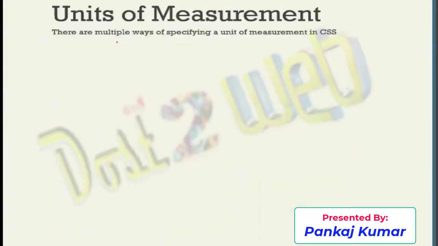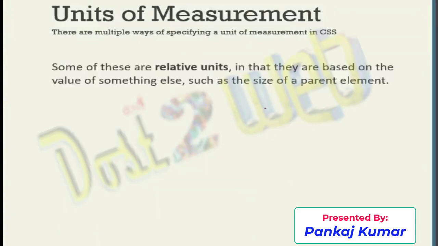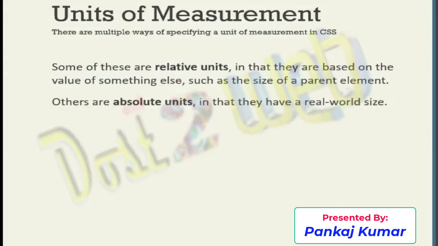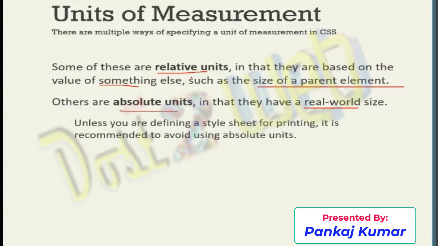Okay. Then units of measurement. You know what the units for measurement are? That means length, and some relative units which we have to count. When you want to do that, there are two ways. One is called relative units, one is absolute units. So what are relative units? They are based on the value of something else, such as the size of the parent element. When we talk about absolute, that means it is absolute, it is not going to change, that is the real world. Unless you are going to define a style sheet for printing, it is recommended to avoid using absolute.